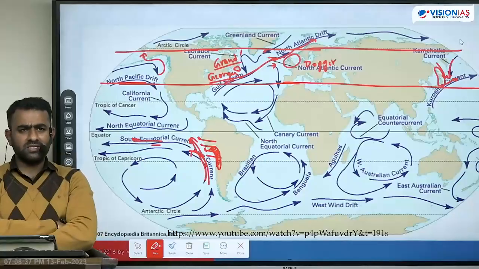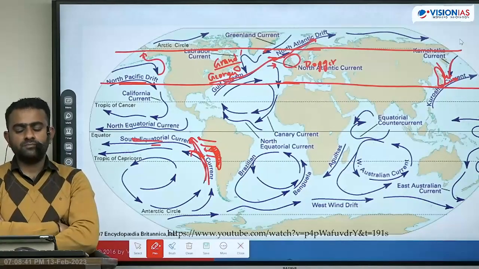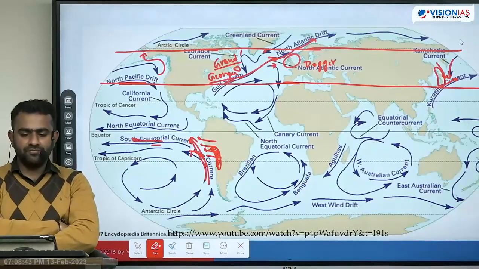Okay, write the next point. Not only temperature, salinity also. It helps in distribution of salinity, right? Ocean currents help in global distribution of temperature and salinity.